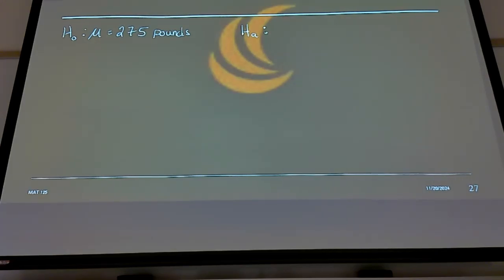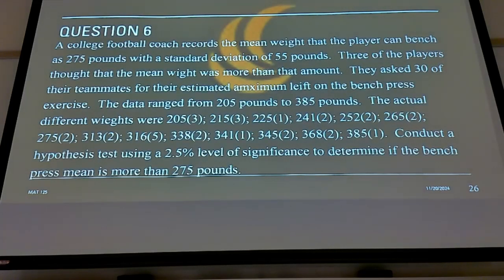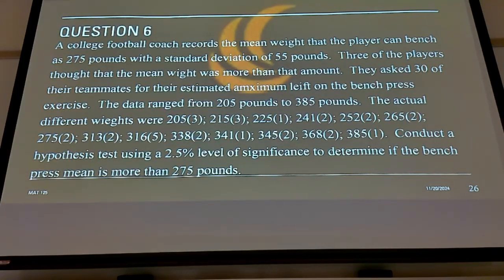What's the alternative? Greater than. Oh, mean weight. Yeah, there's a lot of typos in there. That's how it'd be like on a quiz.